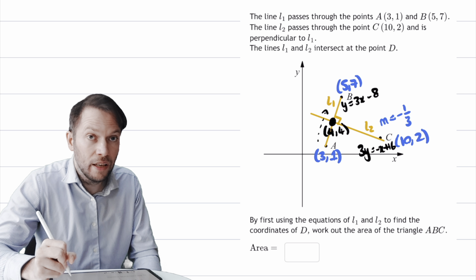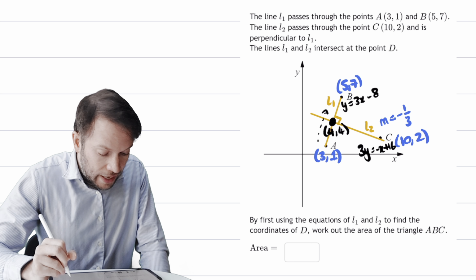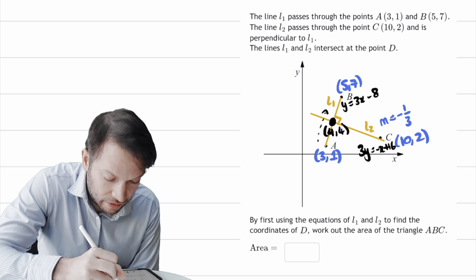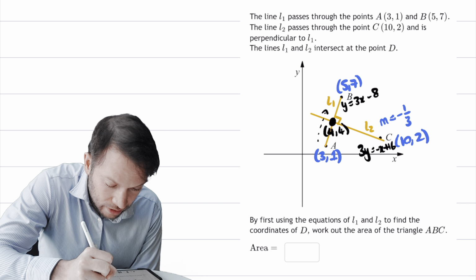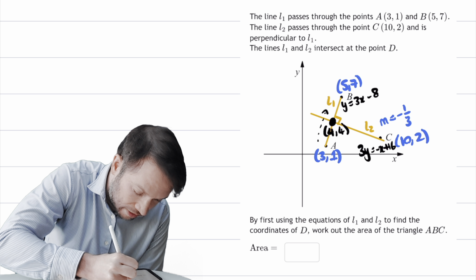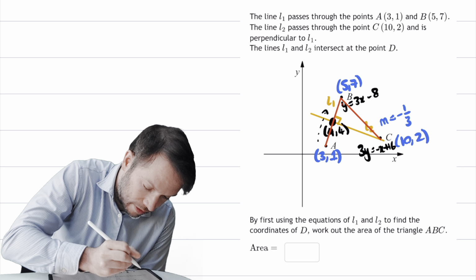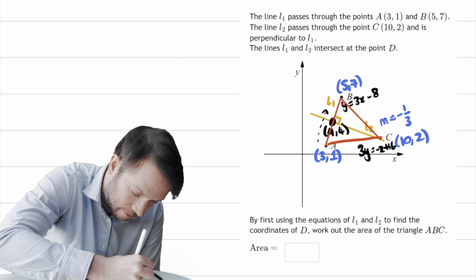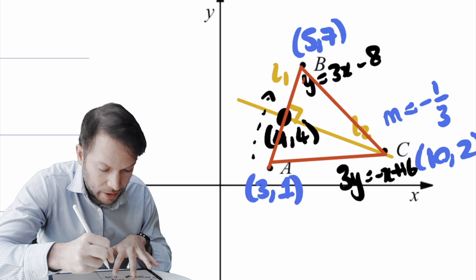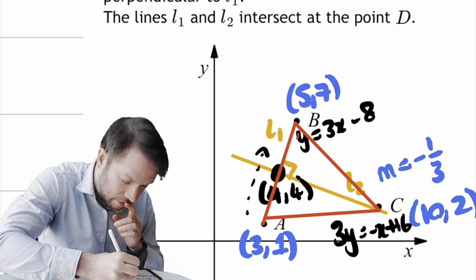Now, why am I doing that? Remember, we want to find the area of the triangle ABC. So if I do it in red, ABC looks like this. Sorry, it's getting a bit messy. And if I highlight it, I want this triangle here.